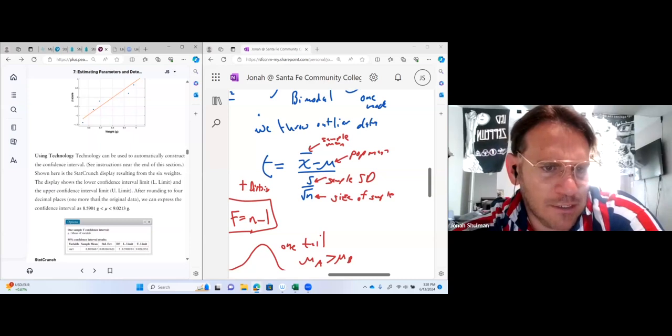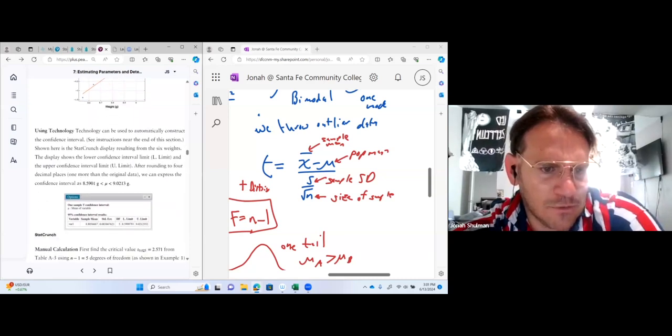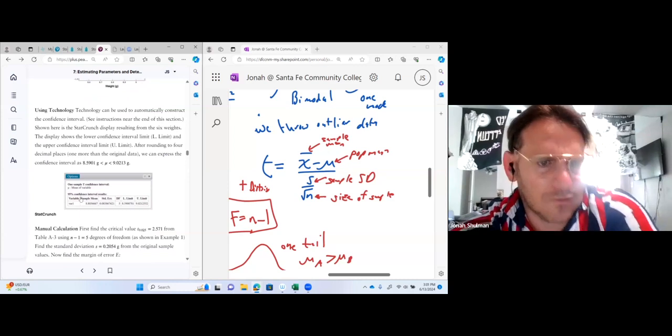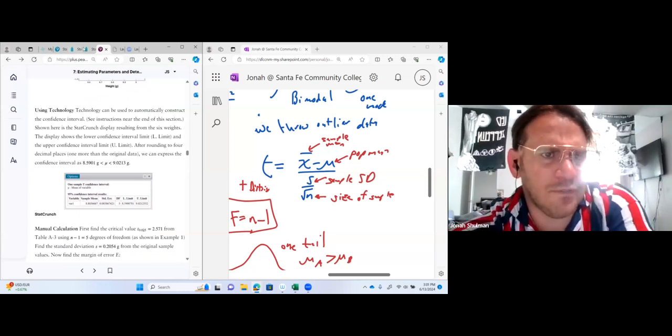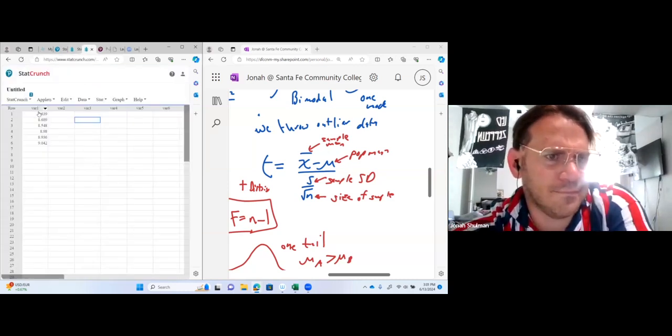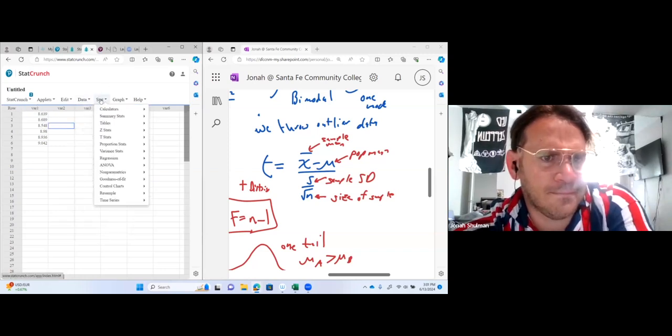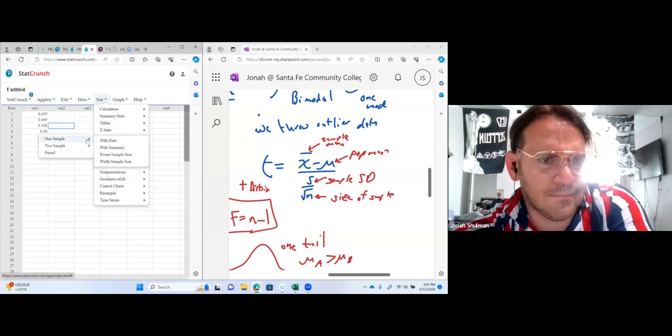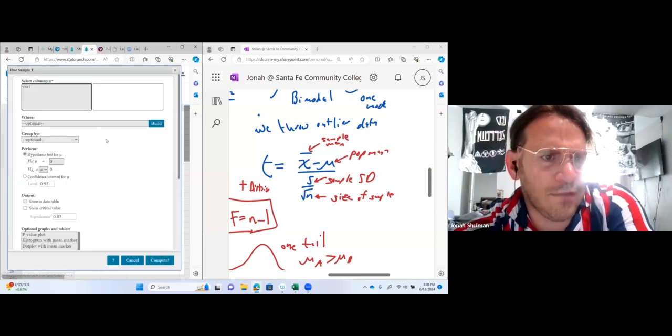Oh, well, isn't that nice? This is how StatCrunch gets the confidence interval. All right, so let's do it. A one sample T confidence interval. Now we have data, right?